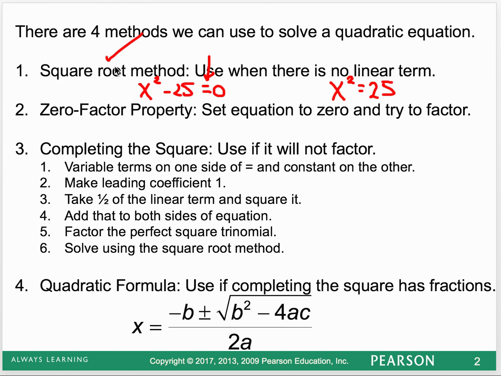And the square root method is exactly like solving a linear equation, because all I have to do is get the x on one side, which I can do if there's not an extra term with an x. Okay, do the same thing to both sides of the equation, and we've got it solved.